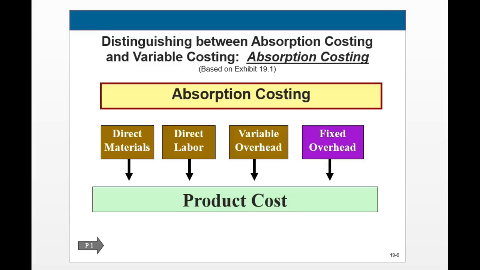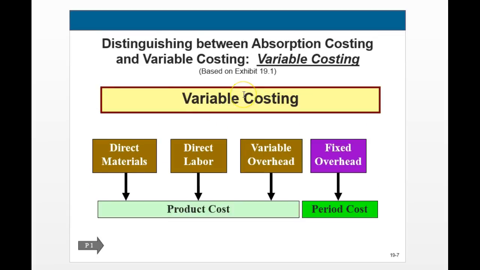So this is kind of what it looks like. Here's absorption costing. We take the direct materials, the direct labor, the variable overhead, and the fixed overhead, and that all becomes product cost. And we get a unit cost. With variable costing, we only take the direct materials, the direct labor, and the variable overhead for the product cost to come up with an individual cost. That fixed overhead becomes a period cost and is taken out of the income after we've found the contribution margin and after we've done a gross margin, so to speak.